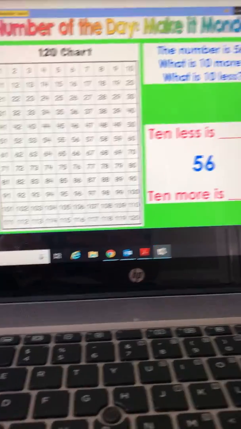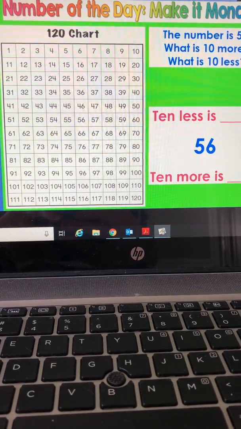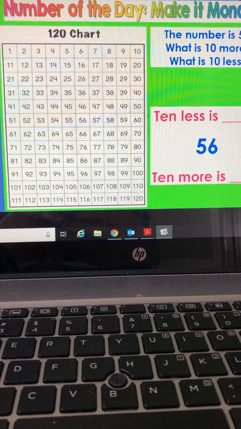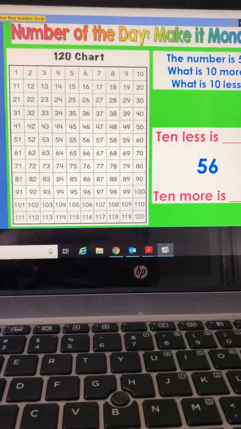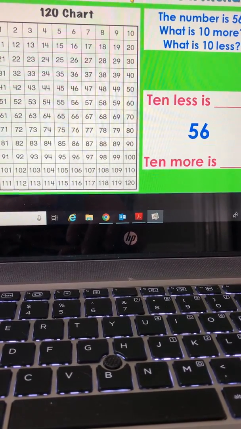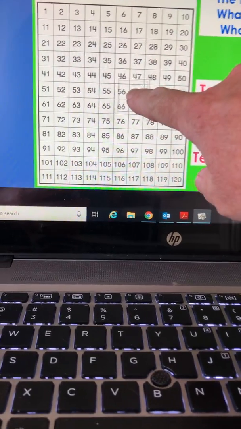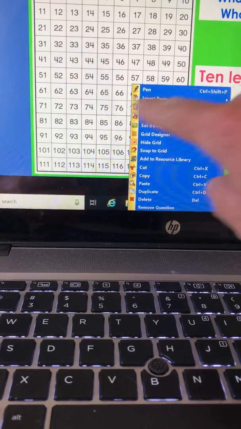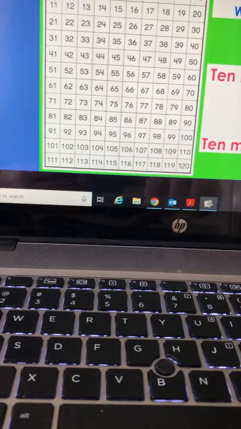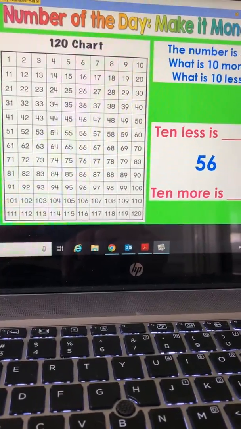So make that bigger. What is 10 less than 56 and 10 more than 56? You can write it down, or you can just tell somebody who's sitting next to you or a pet. Okay, so if you found 56, there it is. 10 less is 46. 10 more is 66. You guys should be really good at doing that by now because we've done that a lot.